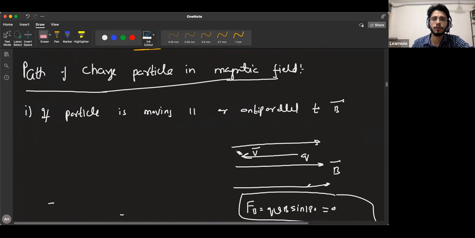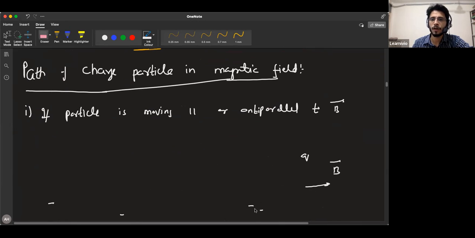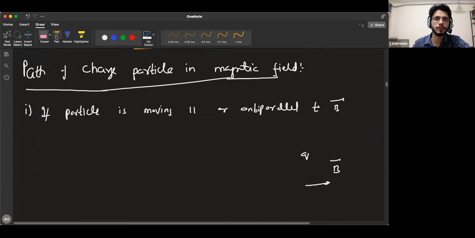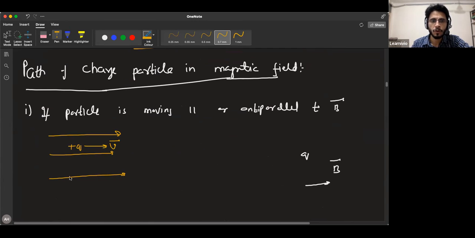The next topic is path of charged particle in magnetic field. We have various cases for this. The first case is if the charged particle is moving parallel or anti-parallel. This is the magnetic field and the charged particle is moving parallel to the field. What is the expression of force on the charged particle? Sahil, if the charged particle is moving parallel, what is the angle between velocity and magnetic field? 0 degree. If I calculate force, it comes out to be qVB sin 0. Force comes out to be 0. That means no force on the charged particle.